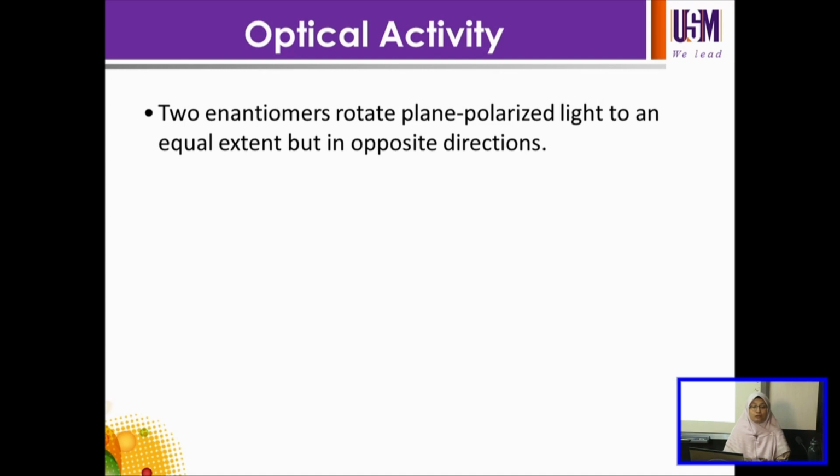So the two enantiomers are mirror images of each other. When we put the sample in a sample tube, at the end of the experiment, we will see that these two enantiomers will cause a rotation in the plane of polarized light, but in opposite directions. So if one compound is positive, the other compound will give a negative value.